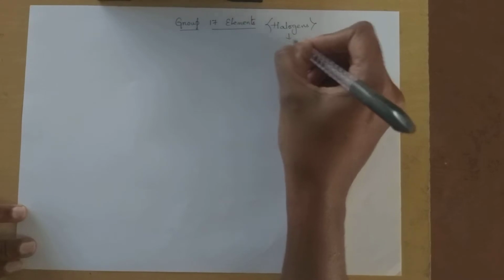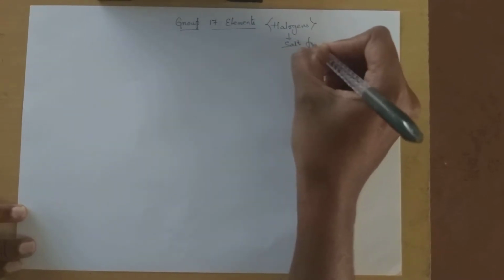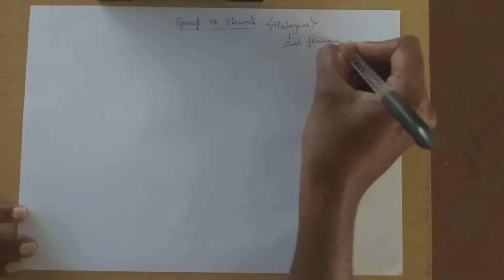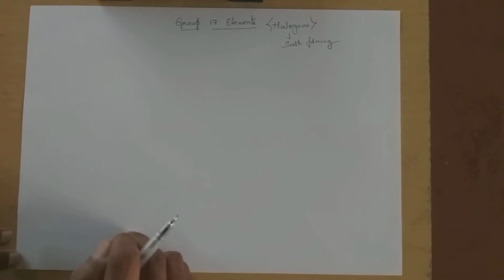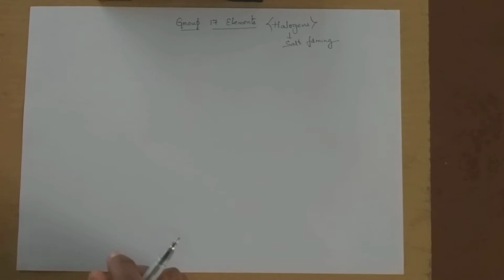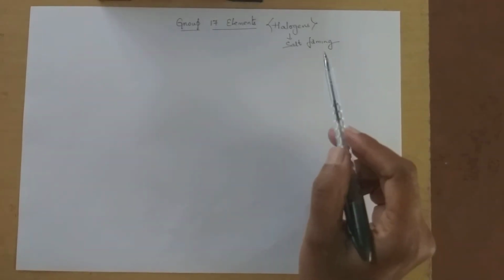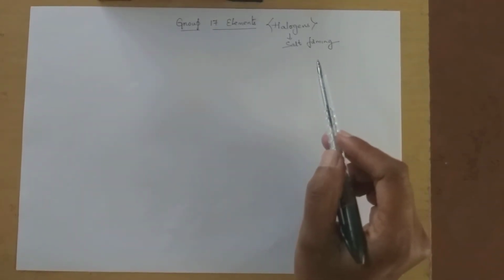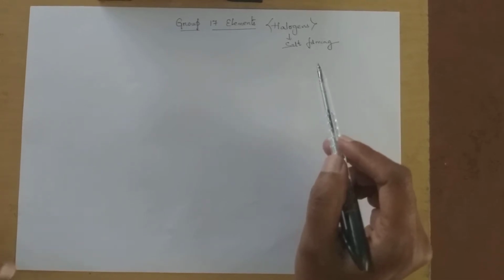Halogens refers to salt forming. Okay na? Halogens means salt forming elements. Means they are going to give salts. I mean in the form of salts we are going to get. Okay na? Salt forming elements are called as halogens. So generally group 17 elements are called as halogens.